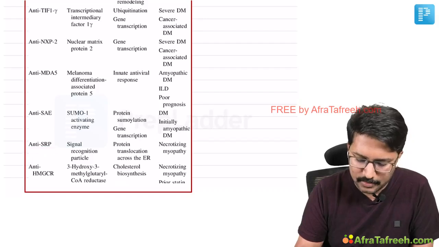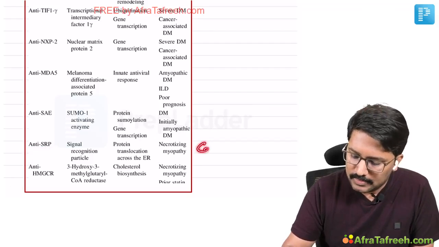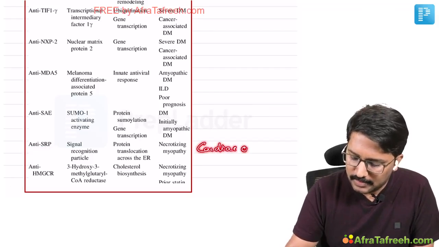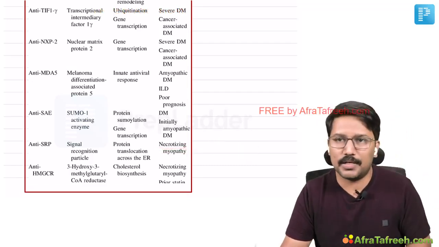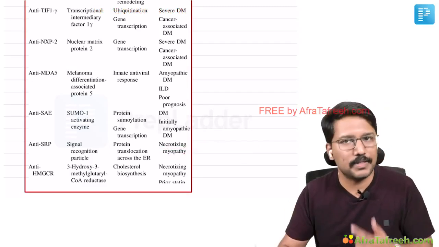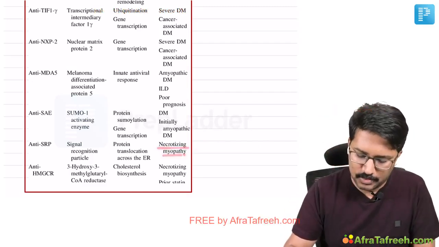Anti-SRP, we have clearly understood, right? Anti-SRP correlates with cardiac involvement. The other thing I forgot to tell you is that it correlates with necrotizing myopathy. So this is something which is also seen in immune-mediated necrotizing myopathy, apart from patients with dermatomyositis, right?